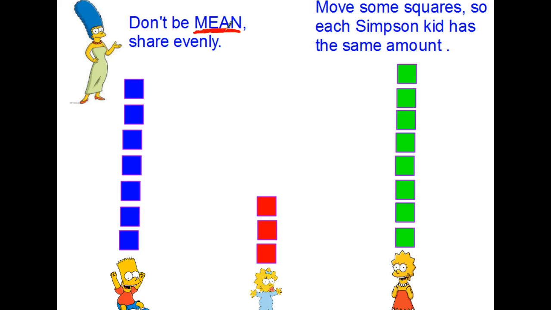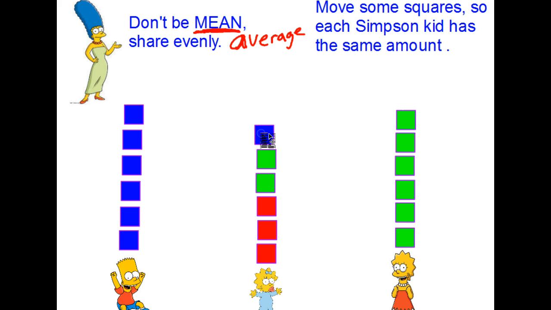A lot of people may have heard the word mean, and they think average. They really mean the same kind of thing. So on this particular problem, I want to get Bart, Lisa, and Maggie to all have the same number of squares. So if I move one of Lisa's over here, well, that helped. They're getting closer. I'm going to take another one of Lisa's. Seems to be getting closer. Bart now looks like he has the most, so I'm going to take one from him.